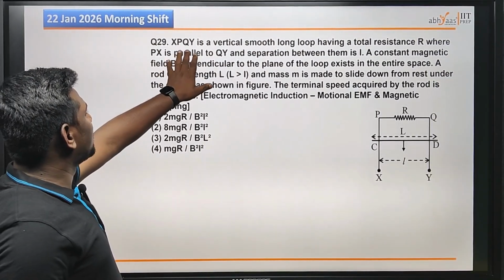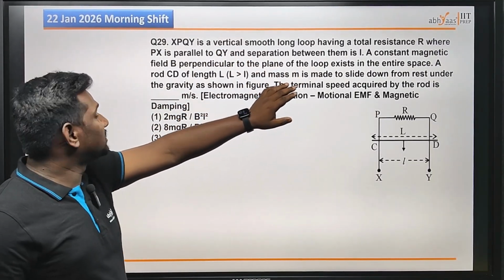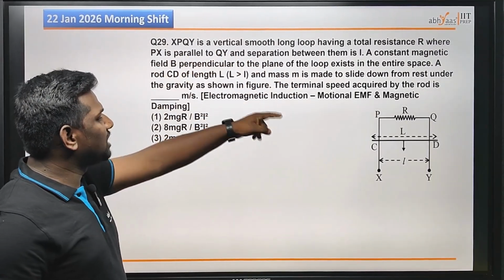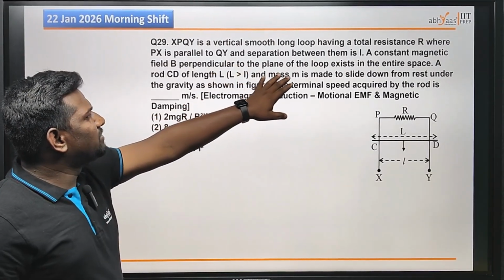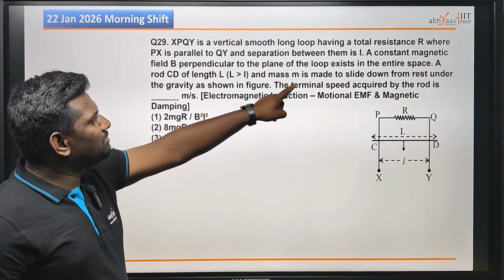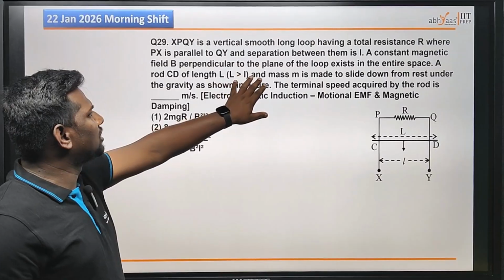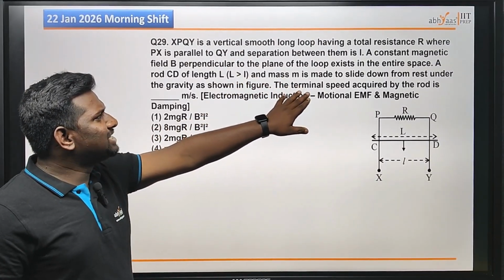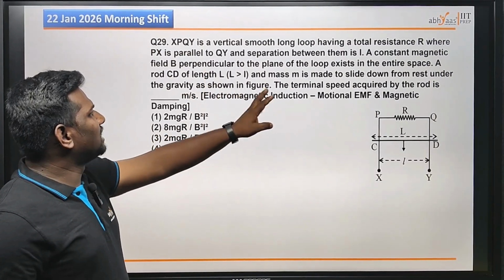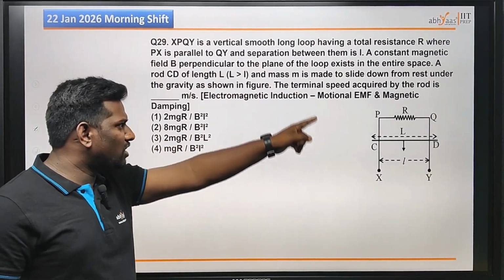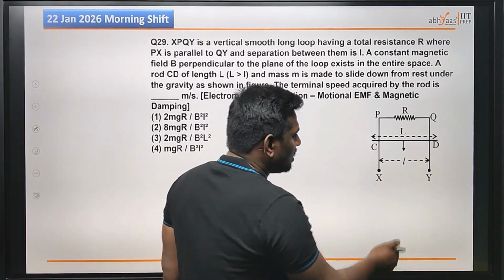XPQY is a vertical smooth long loop having a total resistance R, where PX is parallel to QY, and the separation between them is L. A constant magnetic field B perpendicular to the plane of the loop exists in the entire space. A rod CD of length L and mass M is sliding down from rest under gravity. So it is moving down under gravity.